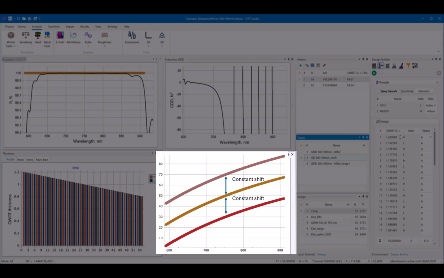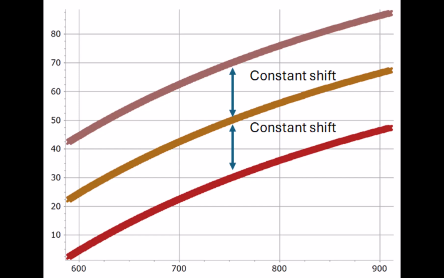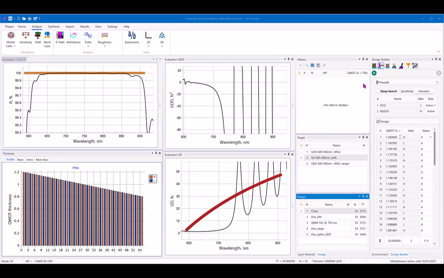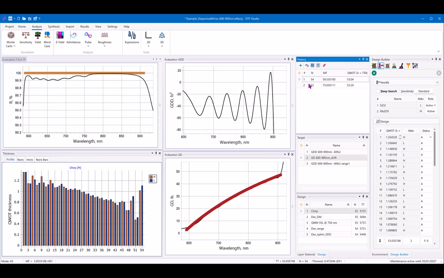It's possible to relax target requirements by introducing a so-called floating constant. OTF Studio provides the floating constants tool that enables you not to require that the group delay be fixed in absolute values, but relax target requirements. I apply the same algorithm as before, needle optimization standard, and very fast obtain a good design.